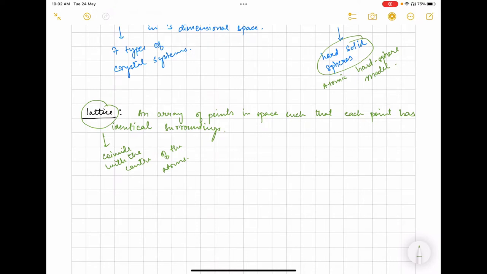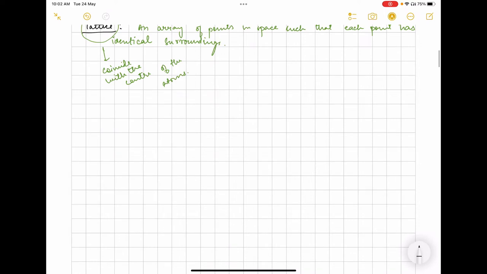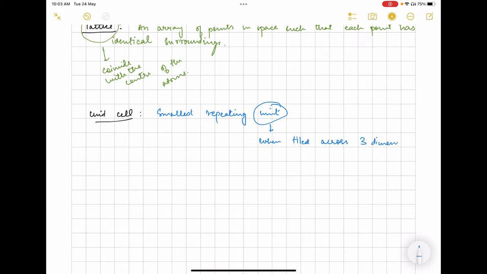Now, the next term is unit cell. The smallest repeating unit is termed as the unit cell. This unit, when tiled in 3D, will give us the entire structure. When tiled across 3 dimensions, it can give us the entire crystal structure.